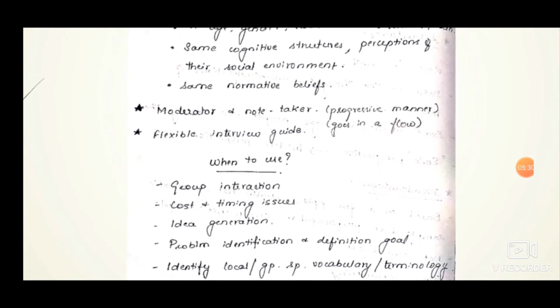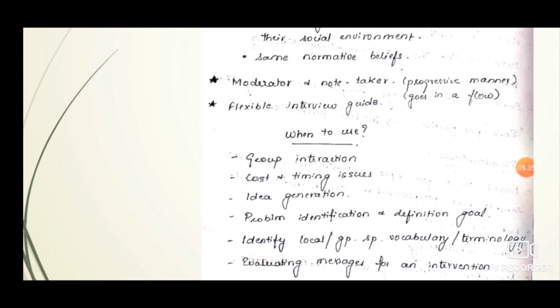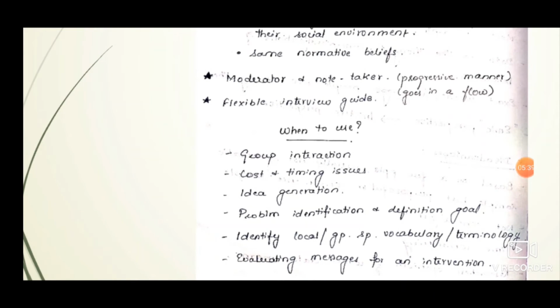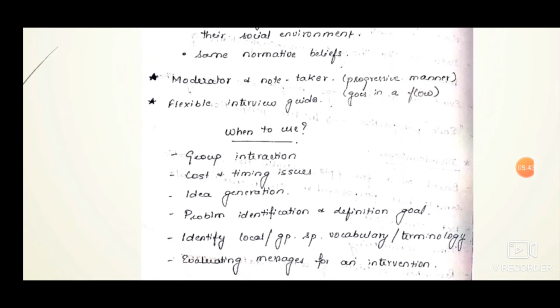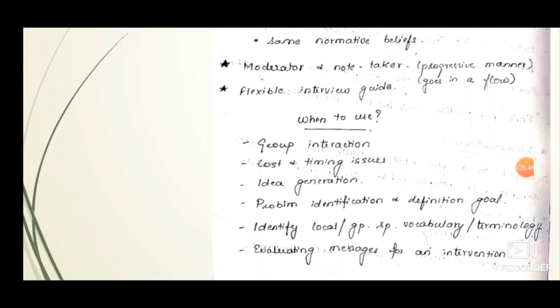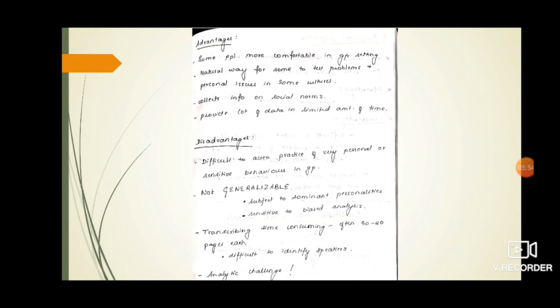These are used when group interaction is needed, when there are cost and timing issues, when the goal is idea generation and problem identification and definition, when identifying local group or specific vocabulary or terminology, and when evaluating messages of an intervention.